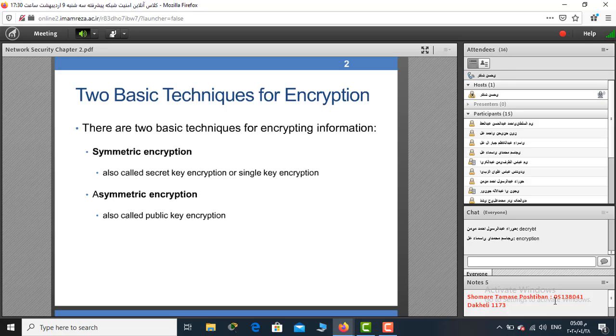Well, there are several algorithms for cryptography and encryption. Can you name one or more encryption algorithms?